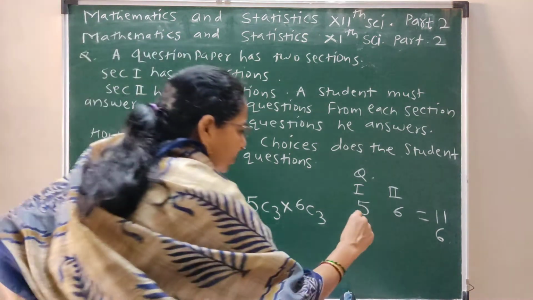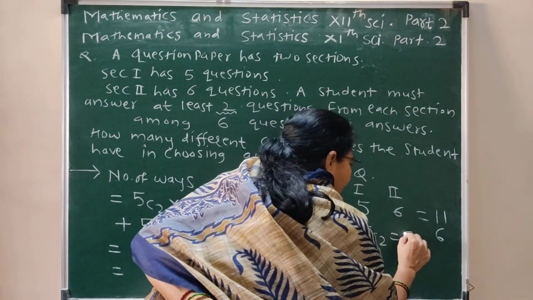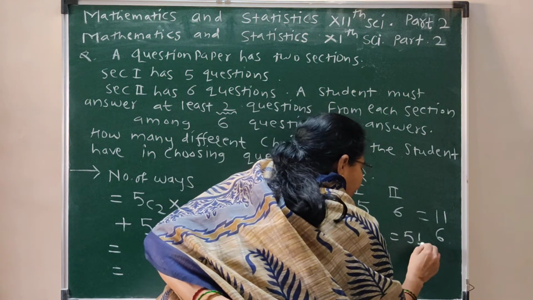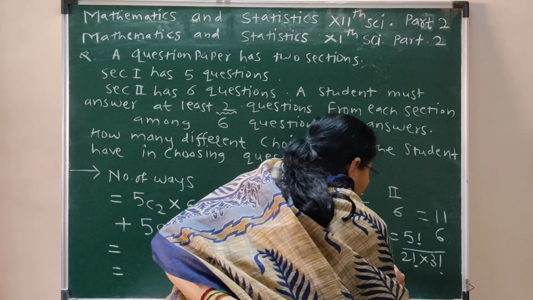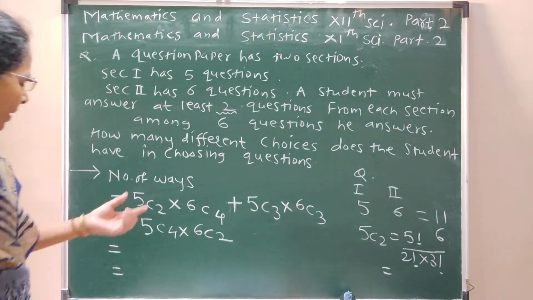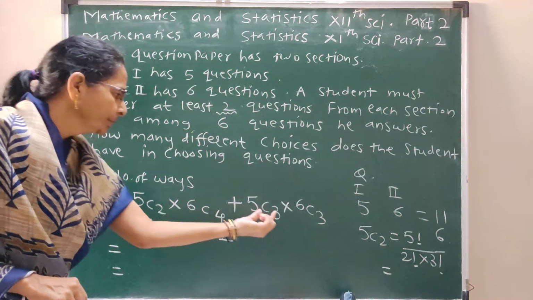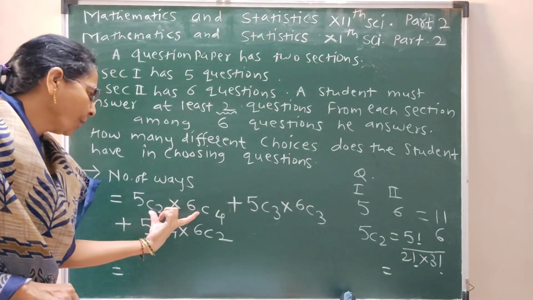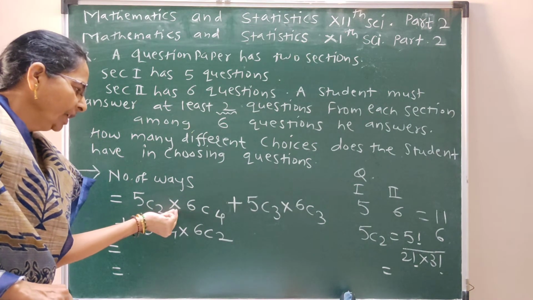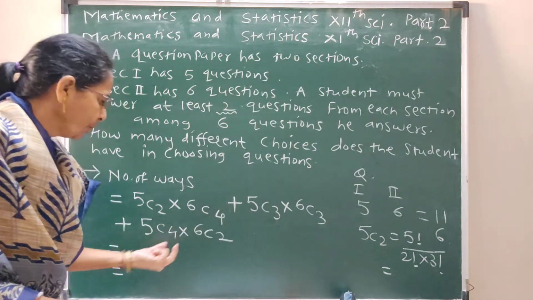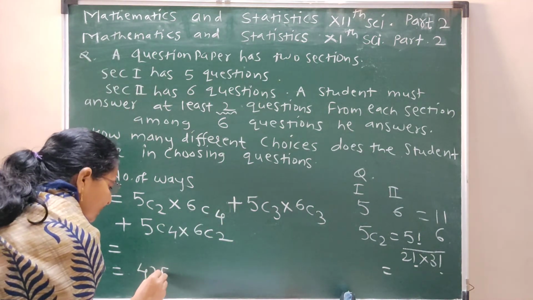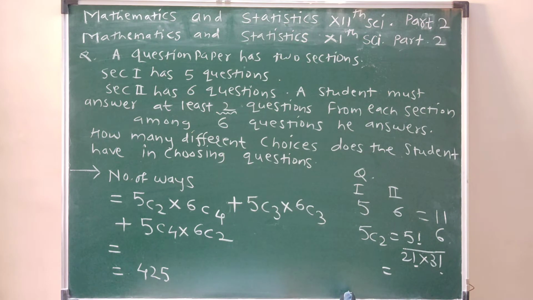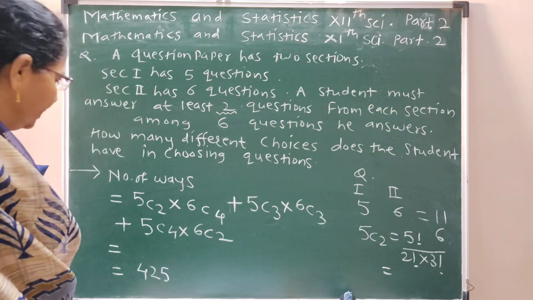Suppose 5C2, you have to calculate 5C2 is equal to 5 factorial over 2 factorial times (5 minus 2) factorial, that is 3 factorial. Complete this. In this way, find every value. Put here properly: here is the multiplication sign, here is the plus sign. So put all the values and complete the question. Answer is 425.